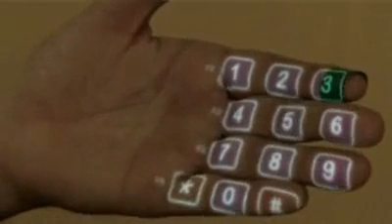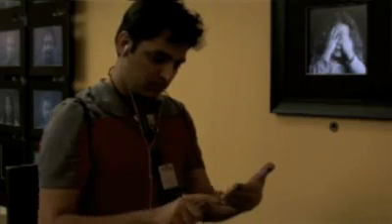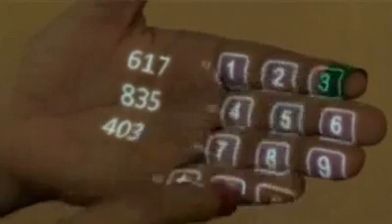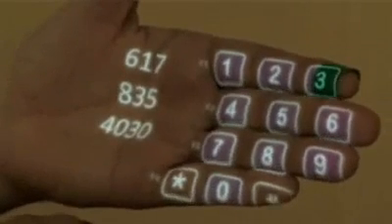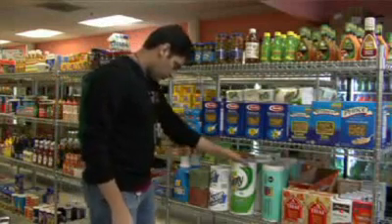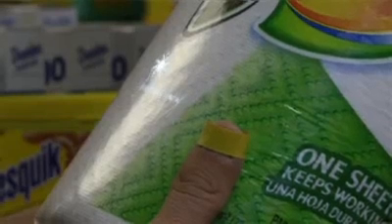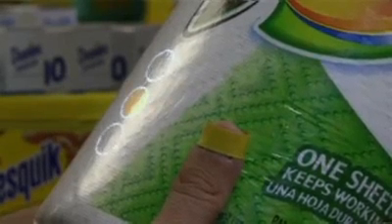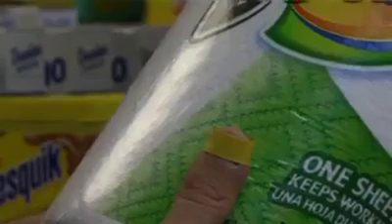And of course, if you don't have any surface, you can start using your palm for simple operations. Here, I'm dialing a phone number just using my hand. The camera is not only understanding your hand movements, but interestingly, it's also able to understand what objects you are holding in your hand.